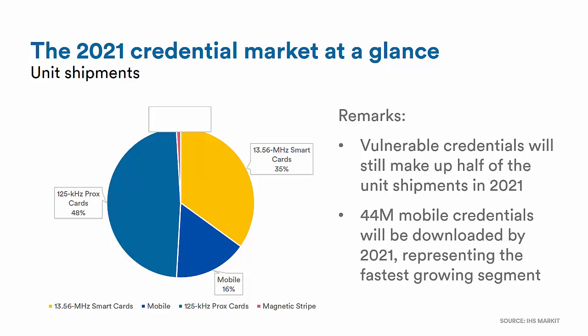For now, I'd like to direct your attention to the 16% share of mobile credentials. According to IHS, 44 million mobile credentials will be downloaded by 2021, representing the fastest growing segment. Mobile credentials will continue to become more common in the market. IHS estimates that 27% of all readers sold in 2021 will possess the capability of granting access via a mobile device.